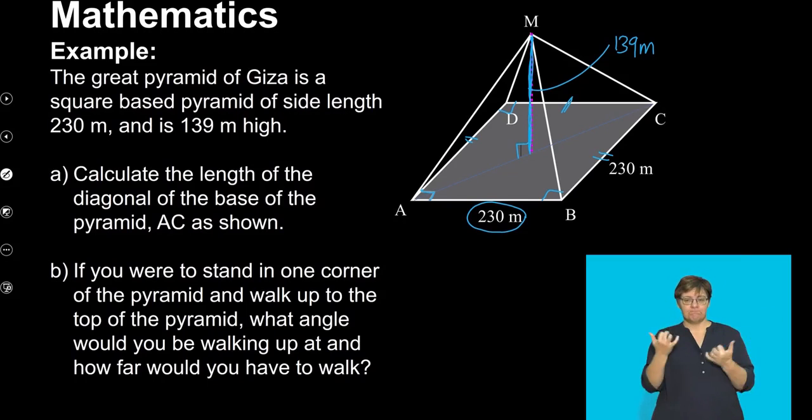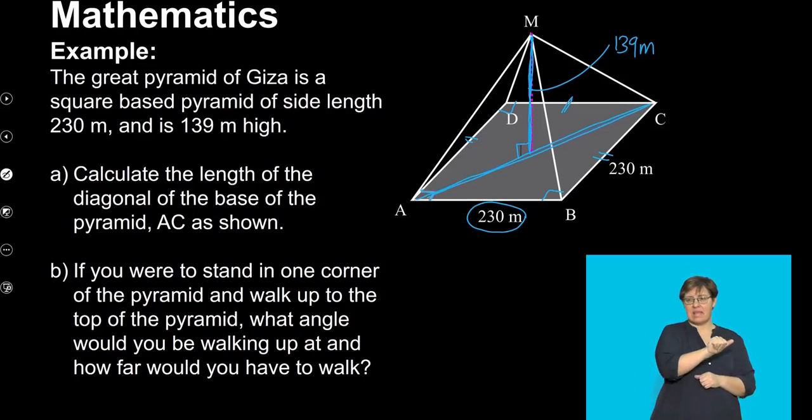The first question they ask us, though, is calculate the length of the diagonal of the base of the pyramid, AC, as shown. So the first question tells us they want us to calculate this length, the length of AC. And you can see it's going to be a pretty simple calculation because we have a right angle triangle ABC here. And we have the two sides, so we can probably just use Pythagoras to complete that one. The second one says, if you were to stand in one corner of the pyramid and walk up to the top of the pyramid, what angle would you be walking up at and how far would you have to walk? Okay, let's first answer the first question and we'll get to the second as soon as we're done with that.